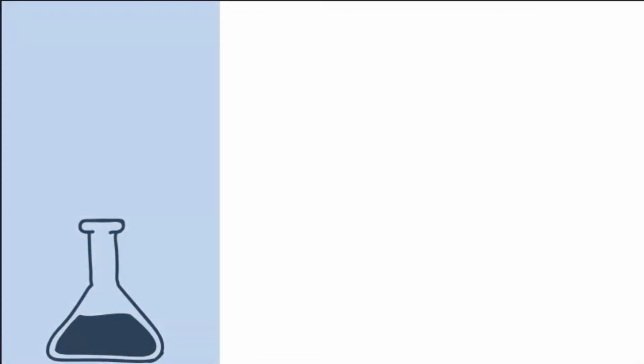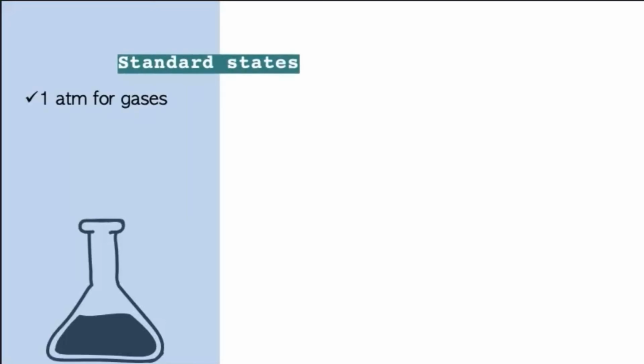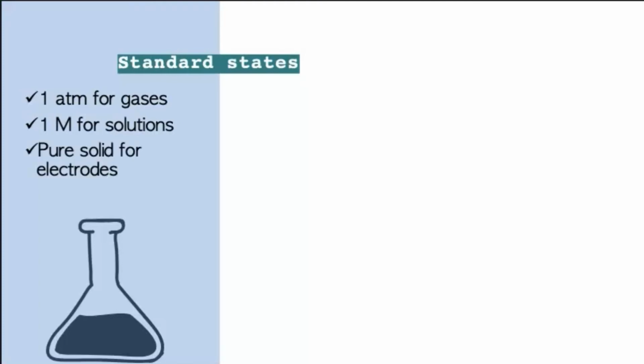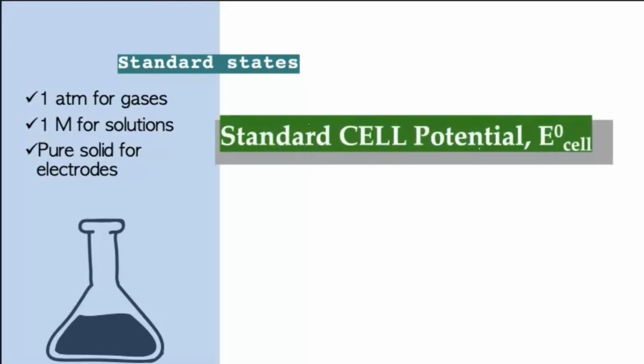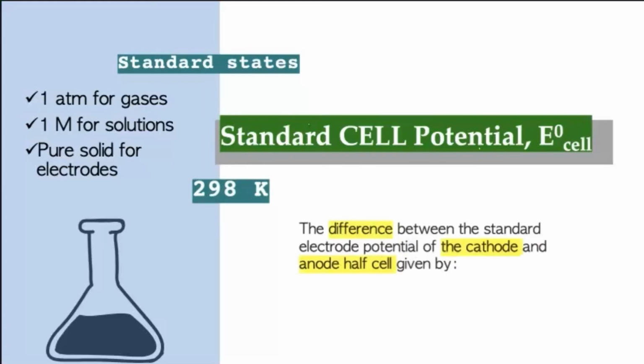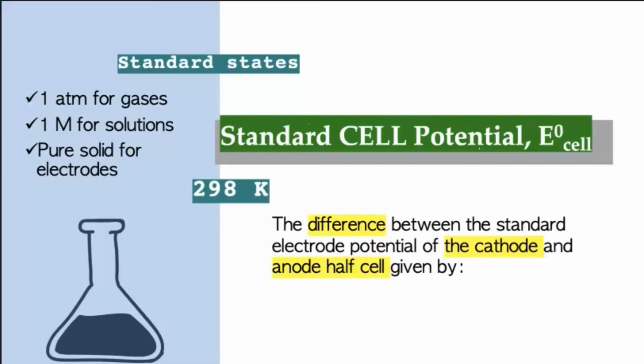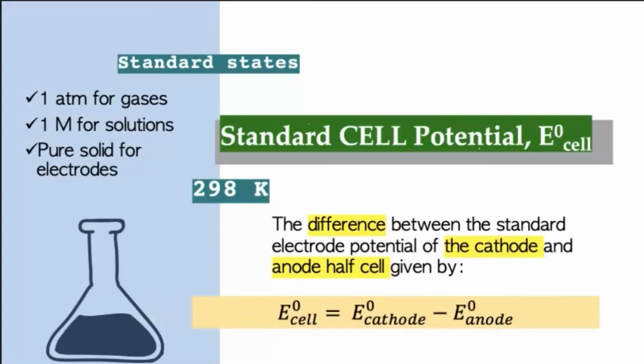If the reactants and products are in their standard states, that is 1 atmosphere for gases, 1 molar for solutions, and pure solid for electrodes, we obtain a standard cell potential or E naught cell, which is measured at a specified temperature, which is usually 298 Kelvin. E naught cell is the difference between the standard electrode potential of the cathode and anode half cell, which is given by the equation E naught cell is equal to E naught cathode minus E naught anode.